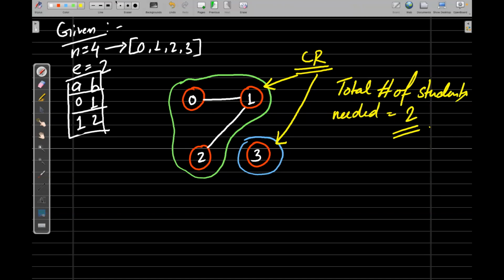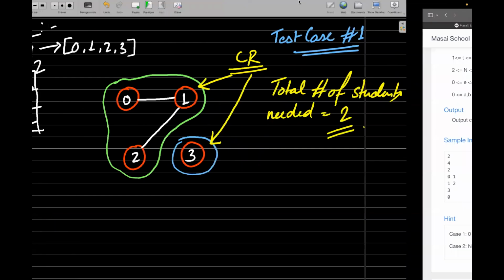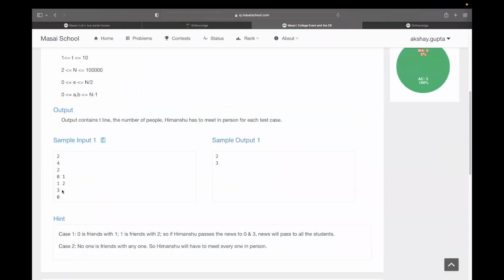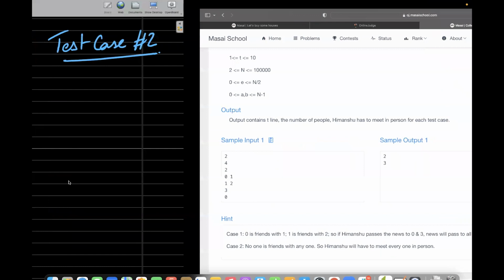Okay, let me write it here also now. Test case number 1. It is, sorry, and next page will be test case number 2. Okay. Now what are you going to do? First, write the givens. For test case number 2, n is 3 and e is 0.